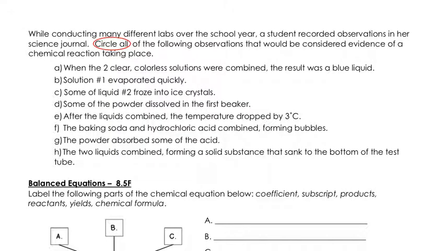Okay, the next page, it says, while conducting many different labs over the school year, a student recorded observations in her science journal. Circle all of the following observations that would be considered evidence of a chemical reaction taking place. So in A through H, you're going to circle all of the observations that you would see. Think of the country girls.